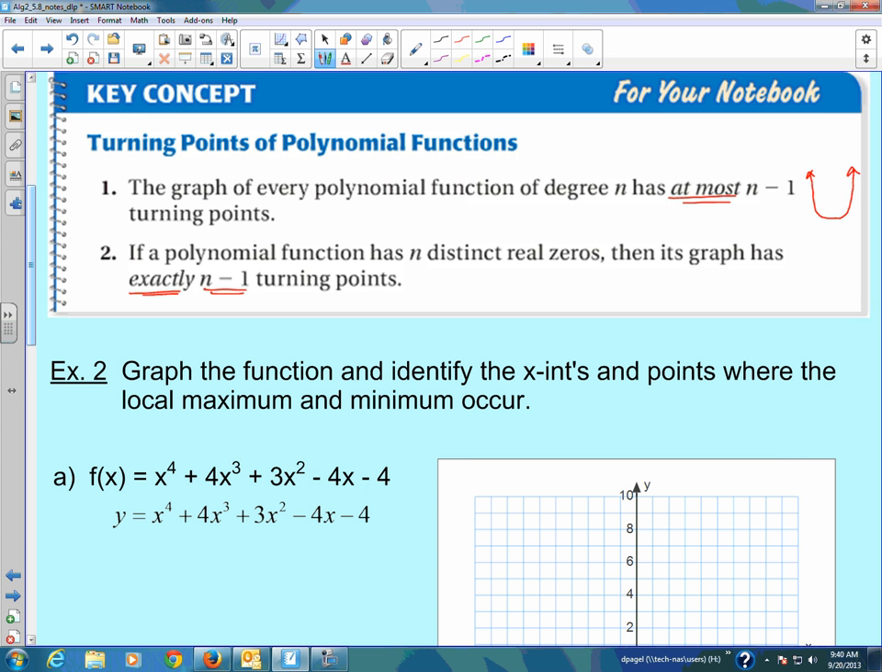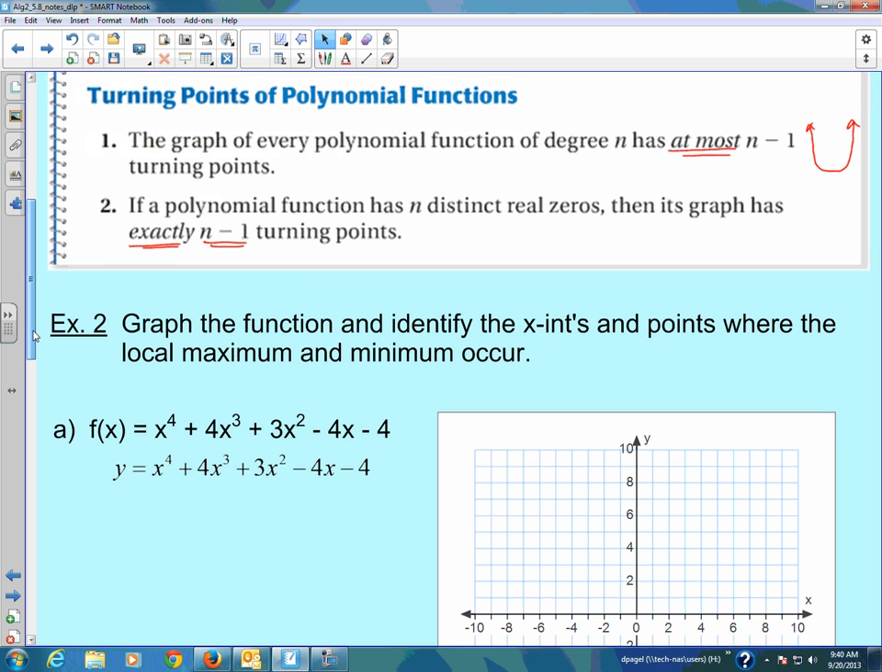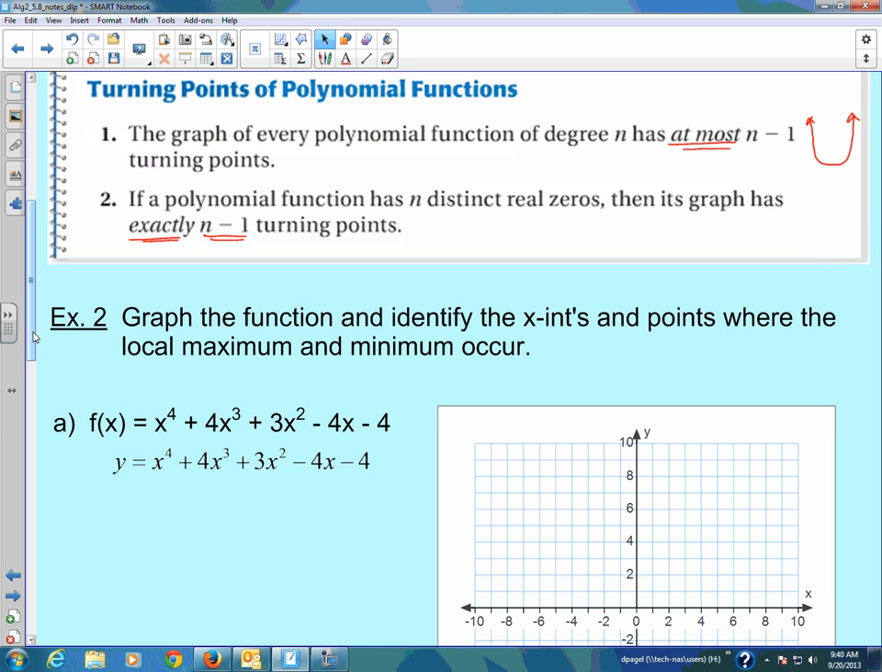So that's how we can tell what the graphs kind of look like by looking at the function's zero values. And then n minus 1 is the good indicator here for either the maximum number of turning points or the exact number of turning points.